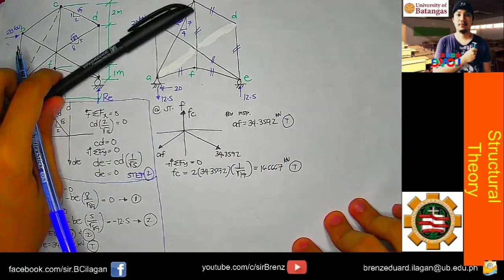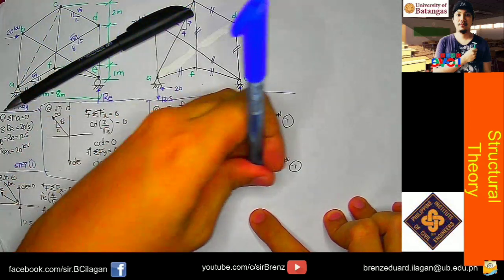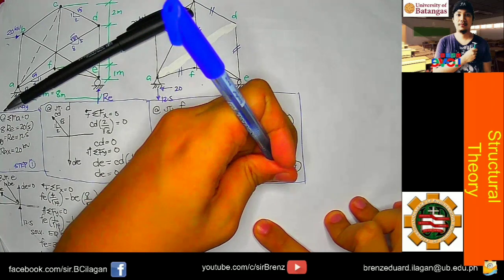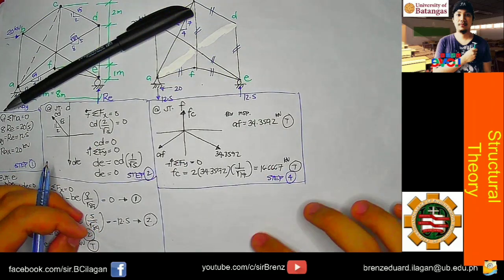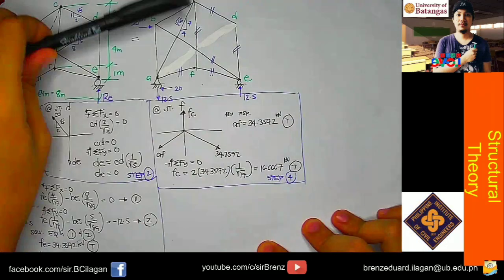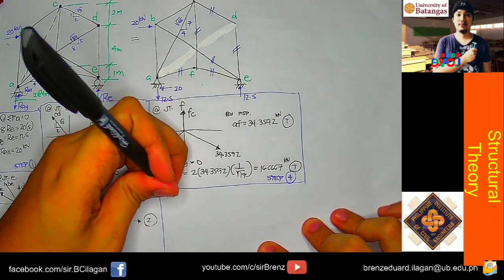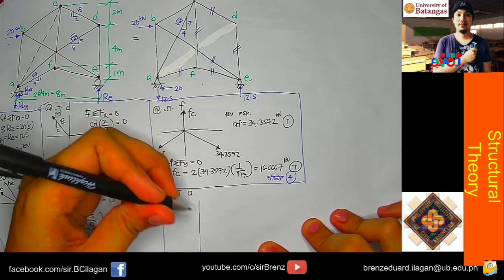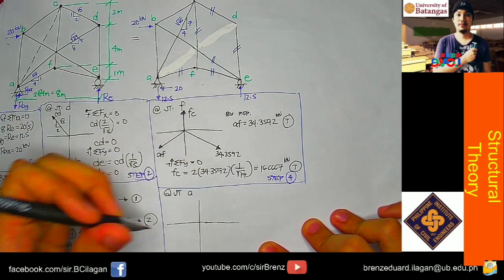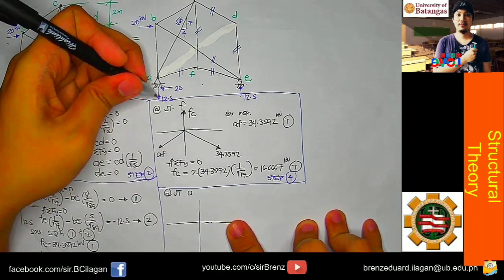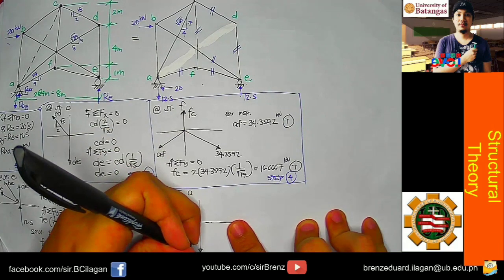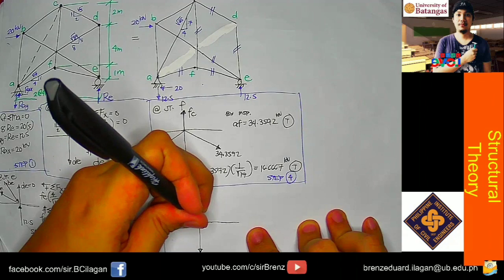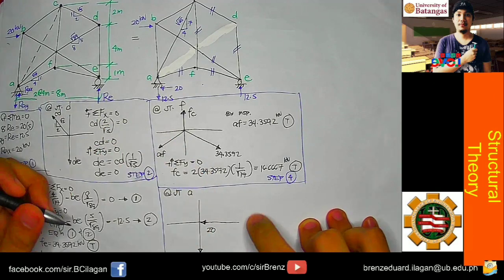So ano muna to? So this will be our step 4. Okay, so then next, we will now proceed with joint A. So at joint A, ano yung mga forces na makikita mo? So gawa ka ng free body diagram, X and Y axis. So unahin mo muna yung reaction. So meron kang pababang 12.5. And then meron kang pakaliwa na 20 kilonewton.